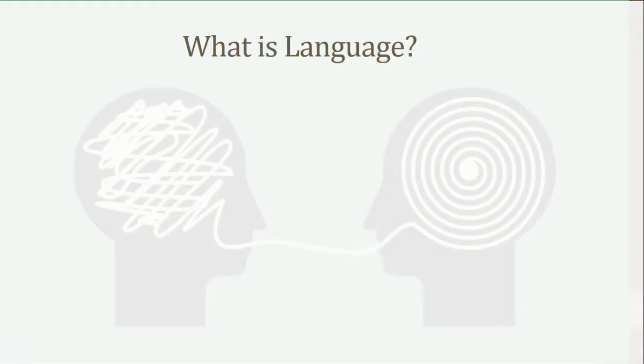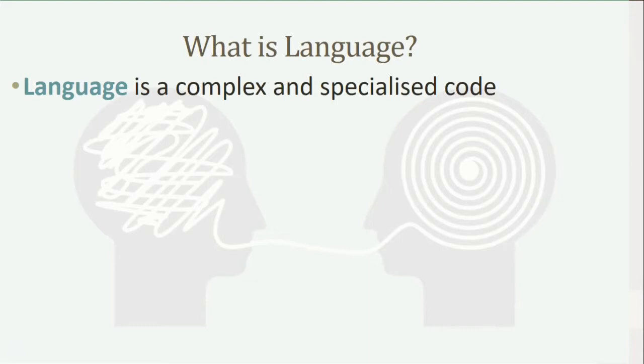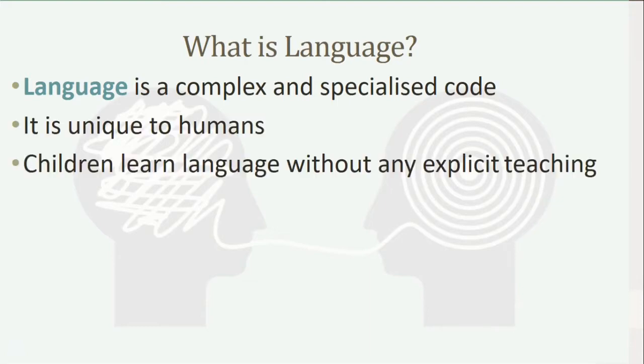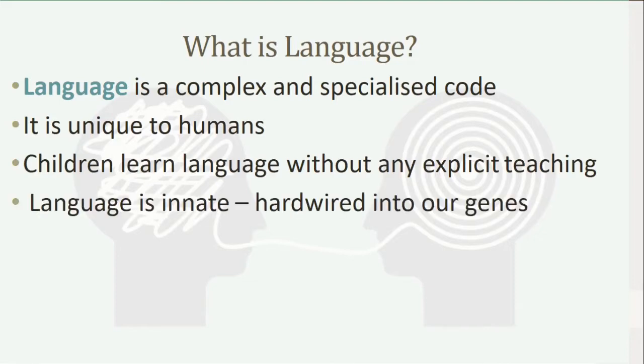So enough about communication. What then is language? Language is a complex and specialized code. It is unique to human beings. Children seem to learn the language without any explicit teaching, and this contrasts quite sharply with other kinds of knowledge like mathematics or physics. For instance, if you put a young child into a Japanese home, it will acquire Japanese, even though it doesn't need to go to a Japanese school, and no one has to sit the child down and tell it exactly how to go about speaking the language.